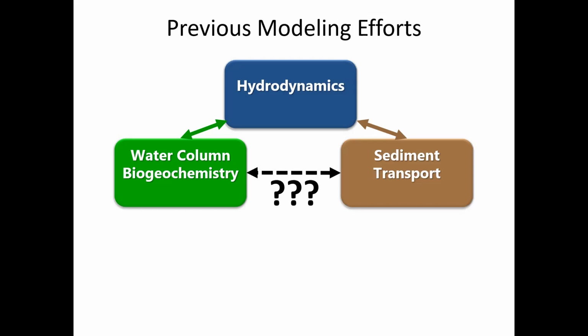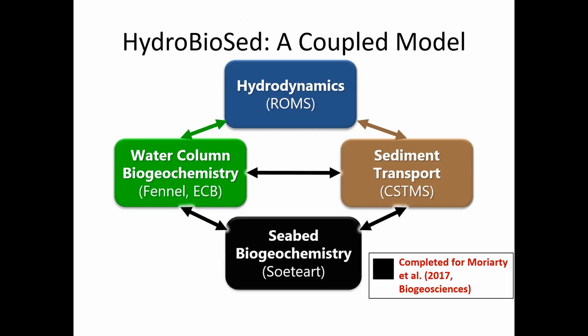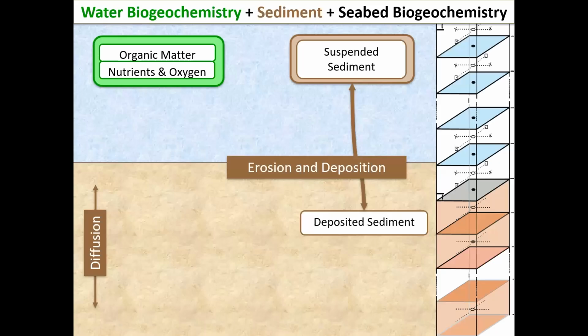In order to link these two models together, we started working within the Regional Ocean Modeling System, or ROMS, which is the parent hydrodynamic model, which had previously been coupled to the CSTMS sediment transport model, as well as the Fennel and estuarine carbon biogeochemistry water column models. For this talk, I'll be focusing on the Fennel model, for those of you who are familiar with it. And then to link these together, we added a seabed biogeochemistry component so that we could account for changes to organic matter in the seabed. Now that's a very high level overview. So what were we actually looking at?